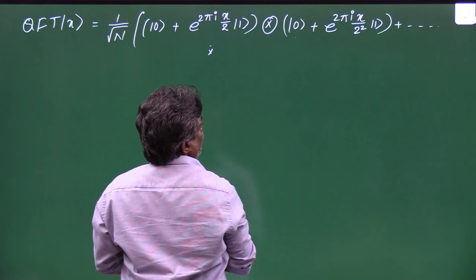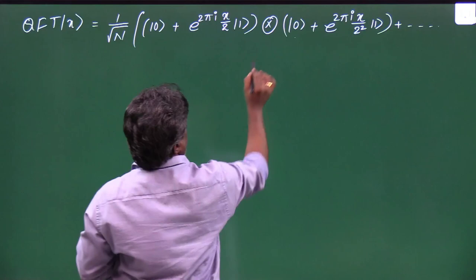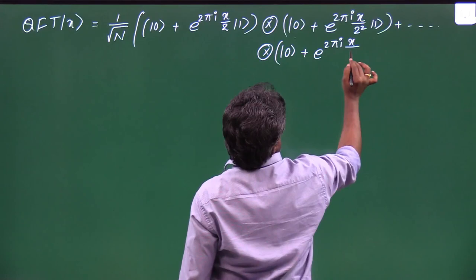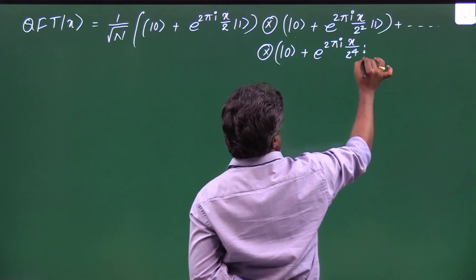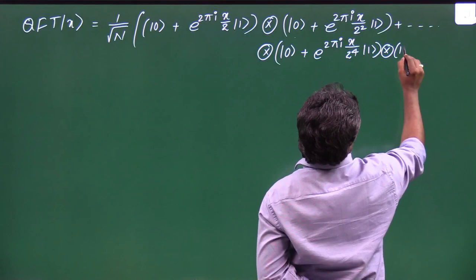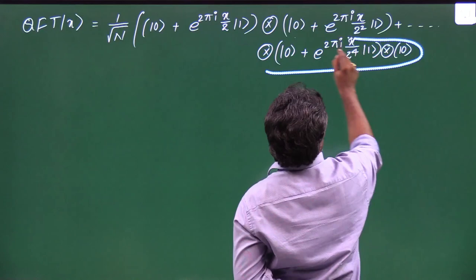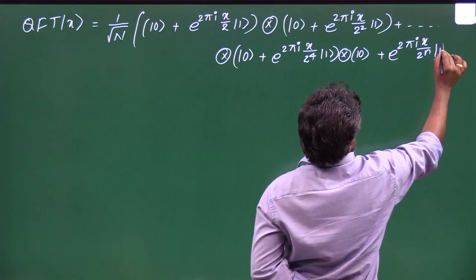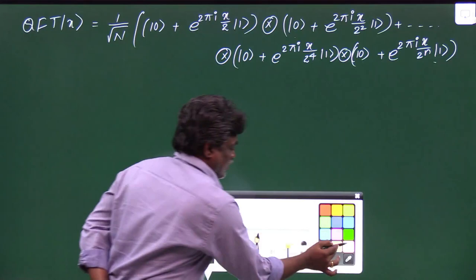Let me tell the fourth one, sir. Directly let me jump to the fourth one. Yeah, skip 3 and I'll tell you. Yes, four. So it will be the tensor product of ket 0 plus e to the power of 2 pi i x divided by 2 to the power of 4, because we have to keep 2 to the power of n. So finally I'll end up at 2 to the power of n, that is the tensor product of ket 0 plus e to the power of 2 pi i x divided by 2 to the power of n. Exactly. That's it. Right. Now, so this is the Fourier transform.